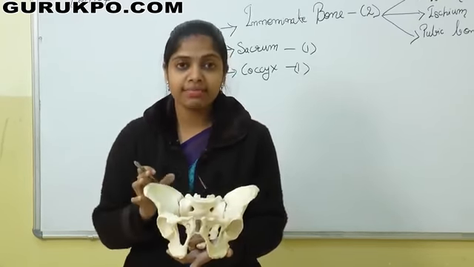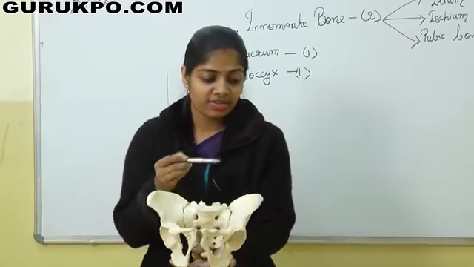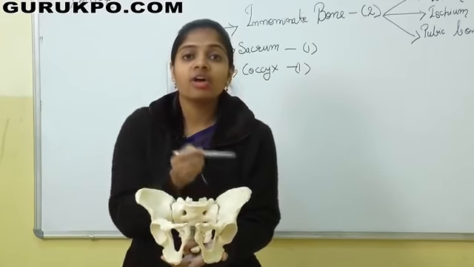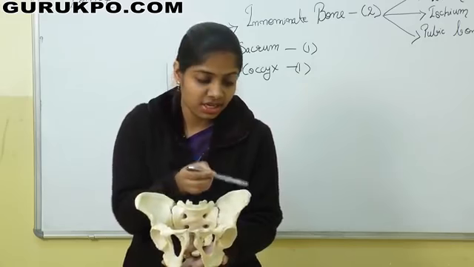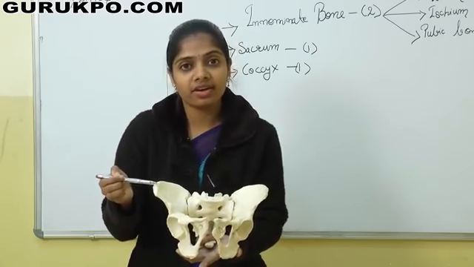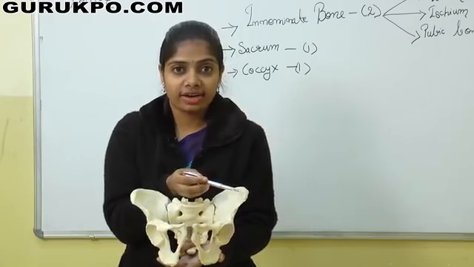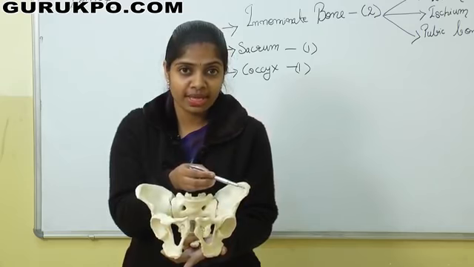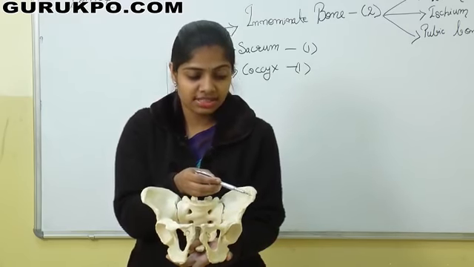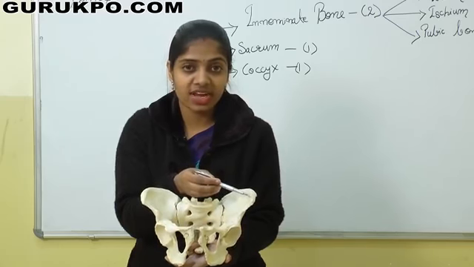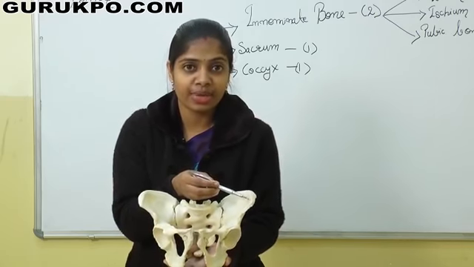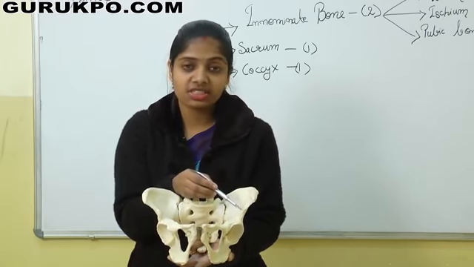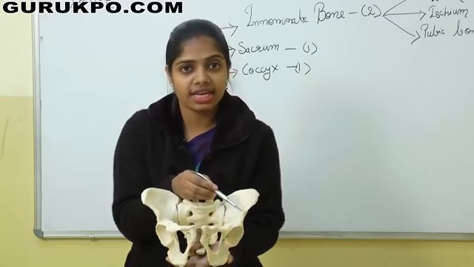Now coming to the ilium bone and its parts. We can see that this is the border of the ilium, the two ilia. This border is known as the iliac crest. At the anterior portion of the iliac crest there is a spine known as the anterior superior iliac spine. It is called anterior superior because it is the superior portion. Then inferiorly there is also a spine, known as the anterior inferior iliac spine.